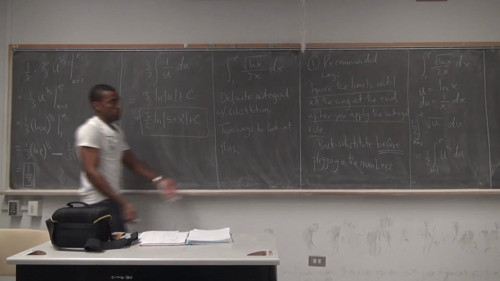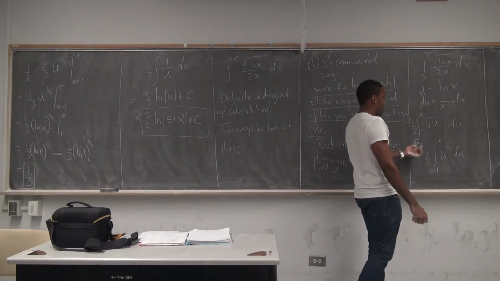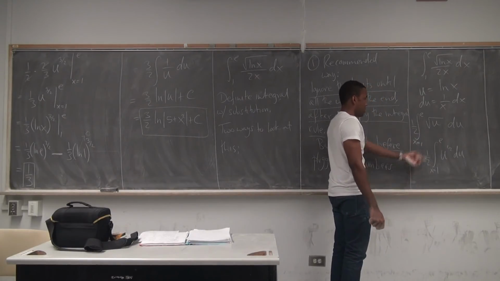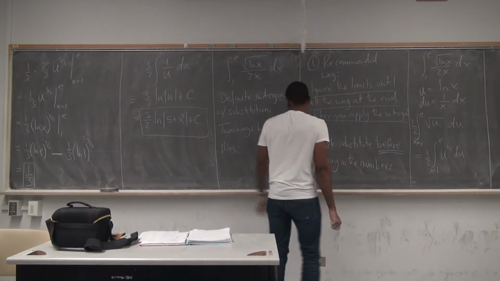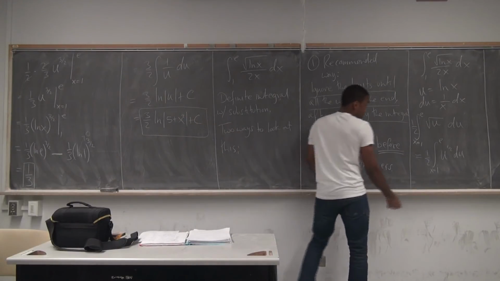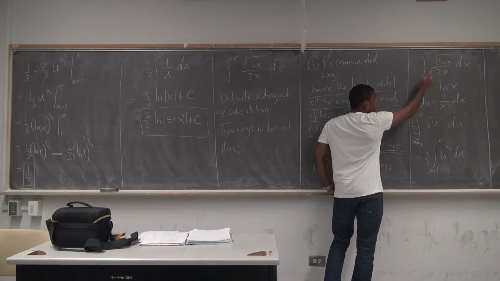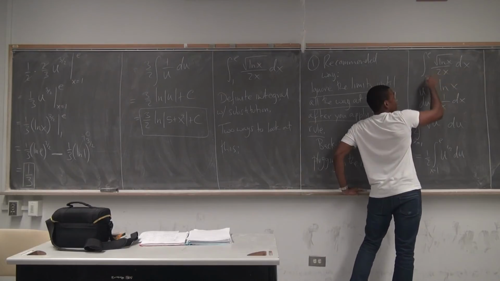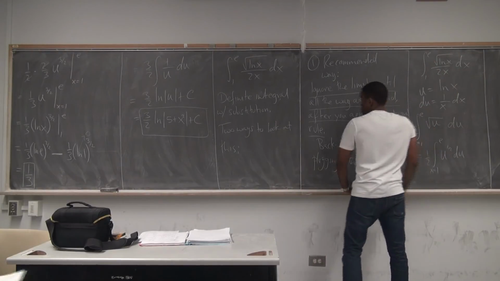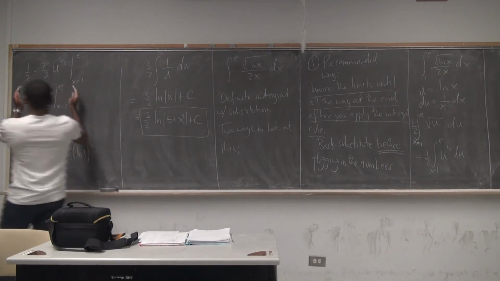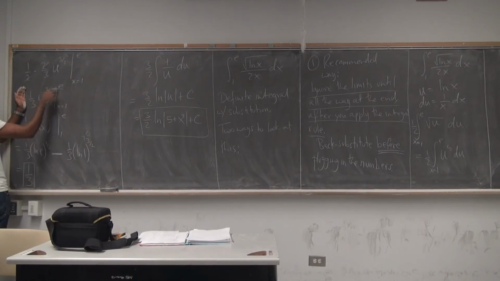So just do everything normal. The limits just tag along. You don't ignore them until the very last second. Just remember that once you're given a problem in x, these numbers go with x's. Which means at this point, you could not plug the 1 and the e into this here, because it's not x, it's u.